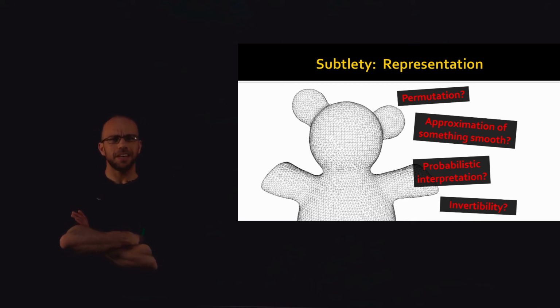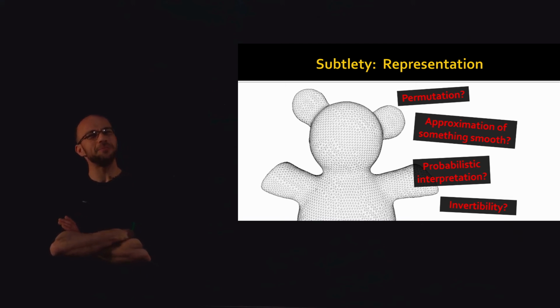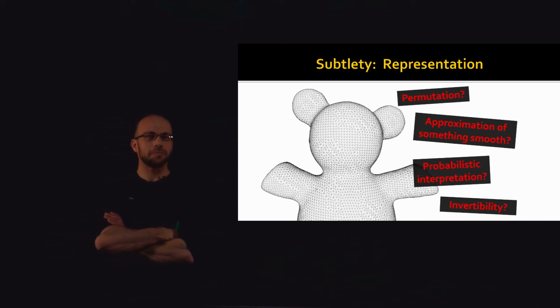But there are actually many different ways to discretize mappings, right? I could think of it as a permutation matrix, but then I'm kind of requiring my two meshes to have the same number of vertices. Maybe it's an approximation of some smooth function that just maps a mesh into the 3D space close to the other mesh. Maybe there's a probabilistic relaxation. I go to the Bayesian world. All of these different representation considerations are really tricky.